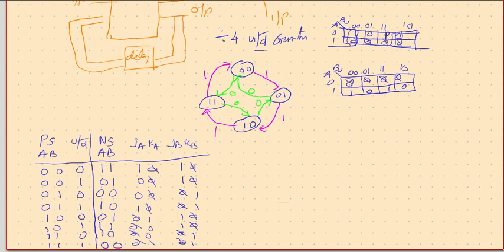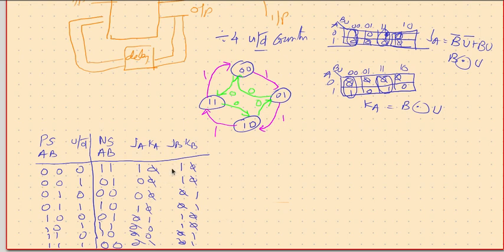So this is one pair, and this should be one, not this. So this should be another pair, and hence JA will be B bar U bar or BU. That means it is B XNOR U. Okay, KA. This is one pair, and this is another pair. So which is also same as B XNOR U.